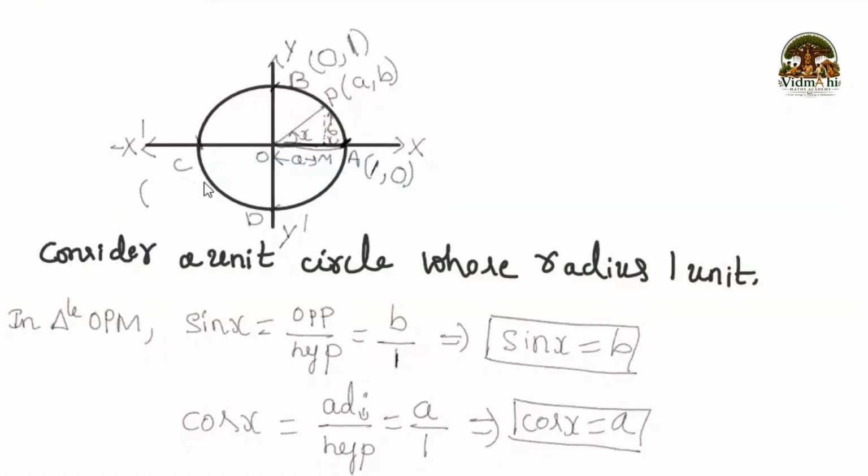And next, coordinates of C. Since C lies on the negative x-axis, here the y coordinate is 0, and since it lies on the negative side and the distance from O to C is 1 unit only, it is minus 1 comma 0. Next, coordinates of D. Since D lies on the negative y-axis, the x coordinate is 0, and since it lies on the negative side and OD distance is 1 unit, it is minus 1. Now the coordinates of A, B, C, D are 1 comma 0, 0 comma 1, minus 1 comma 0, 0 comma minus 1 respectively.